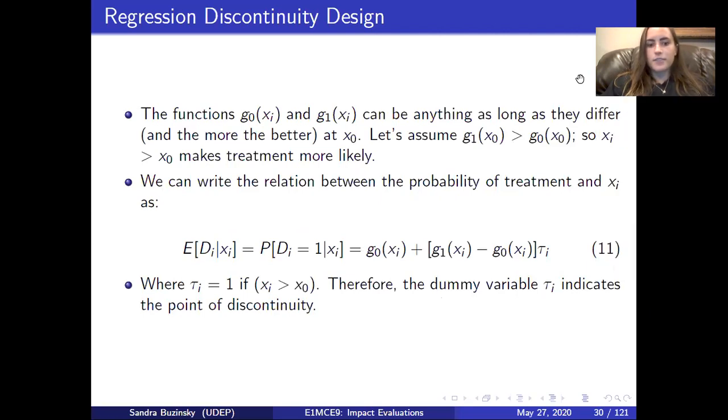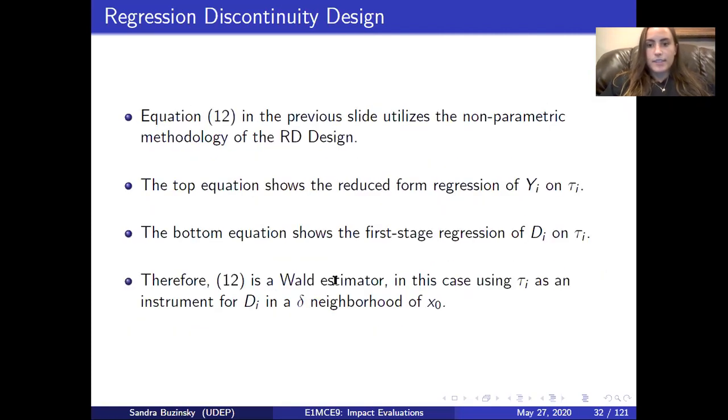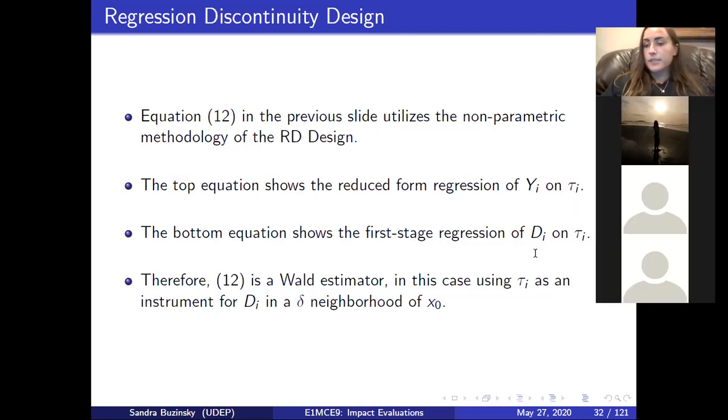Okay, so Ti equals 1 if xi is greater than x0. We're saying that this is basically an instrument for the treatment status within this delta neighborhood of x0. Ti is a dummy variable, equal to 1 when your xi is greater than x0. That's the treatment side. But recall that we don't have perfect compliance. So Ti doesn't perfectly tell us what Di is, but there's going to be some positive relationship, right?